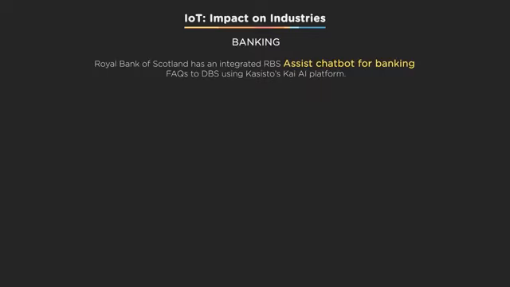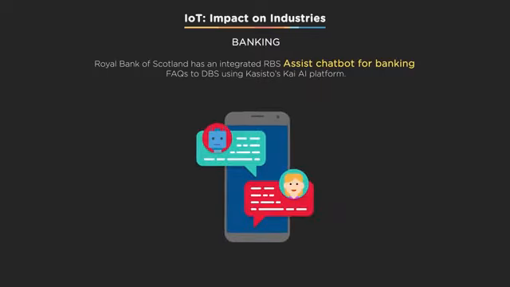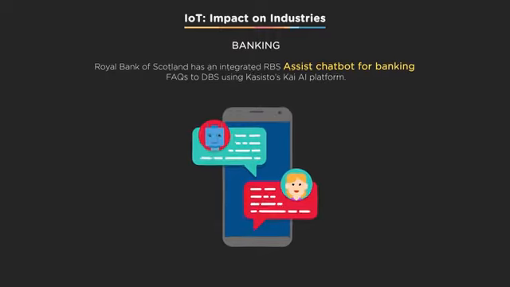Royal Bank of Scotland has an integrated RBS Assist chatbot for banking FAQs, and DBS uses Kasisto's Kai AI platform that allows customers to conduct transactions like transfers and pay bills.